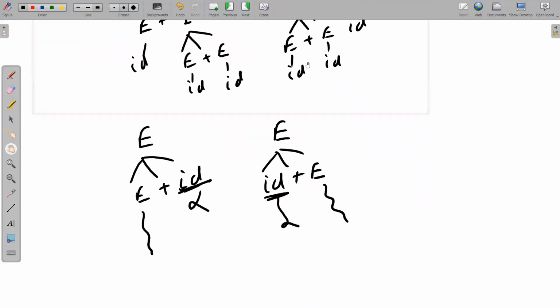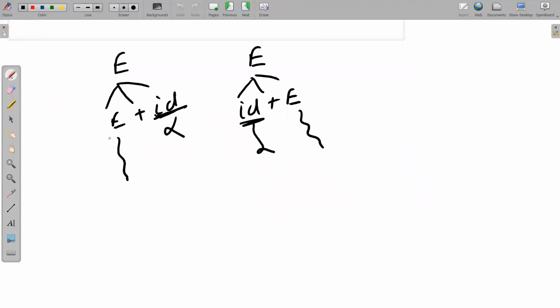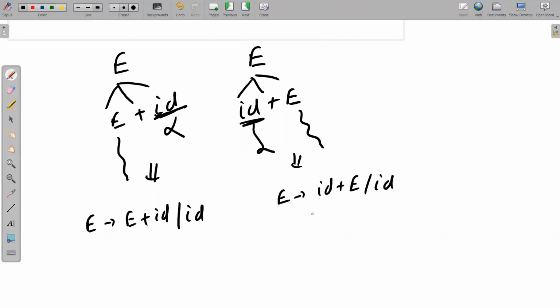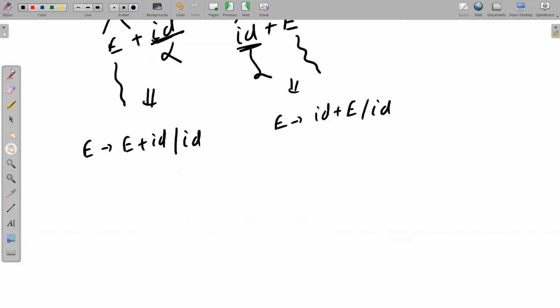Now see one more point. See here carefully. If I say like this, E implies E plus ID or ID. And for this, we will say E implies ID plus E or ID. Now our string was ID plus ID plus ID.